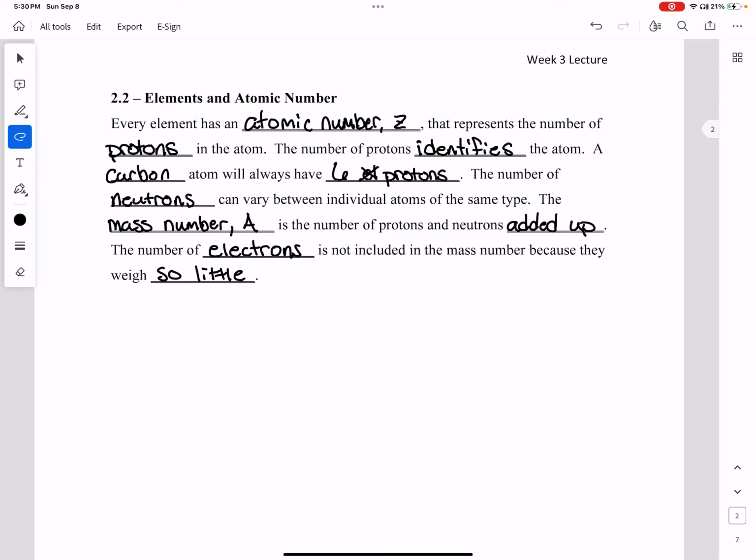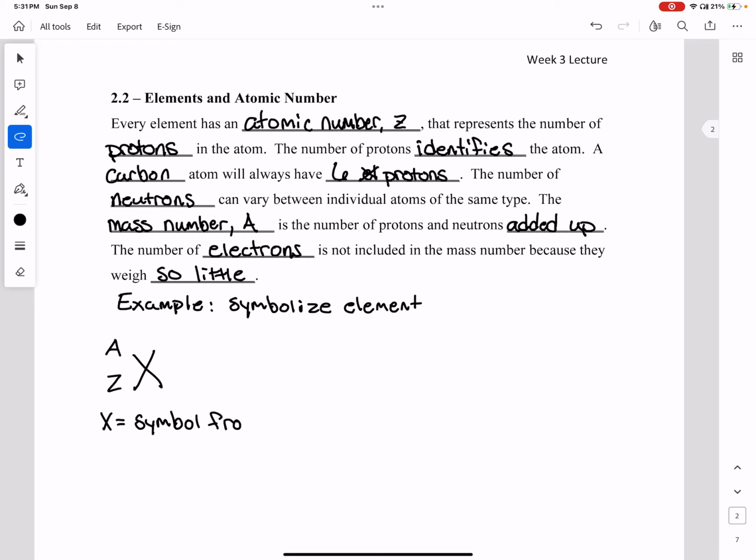So, for example, one way to symbolize the element is we would say X, A, Z, where X equals the symbol from the periodic table.